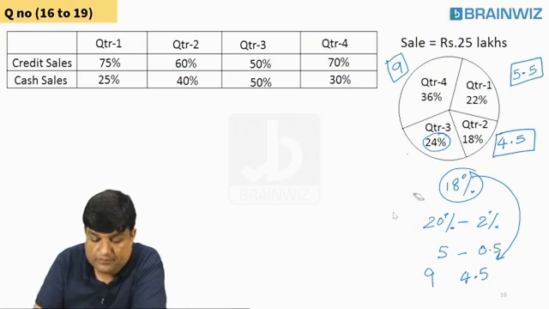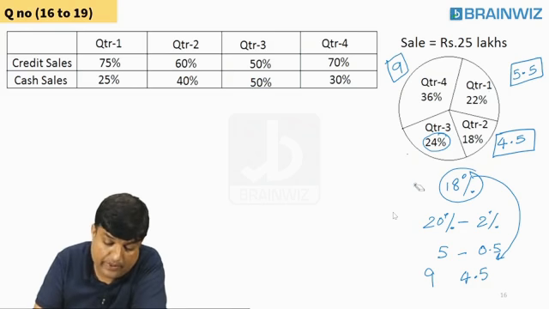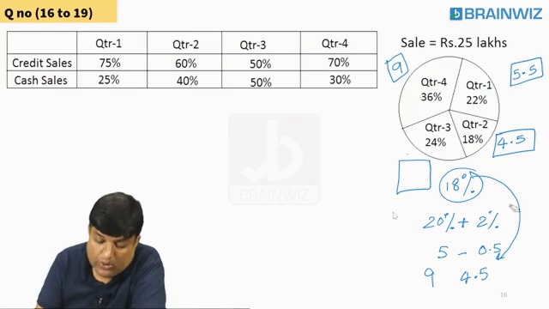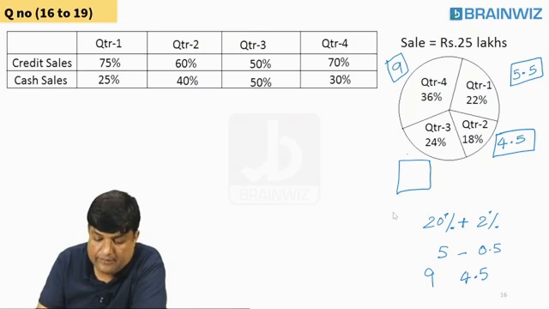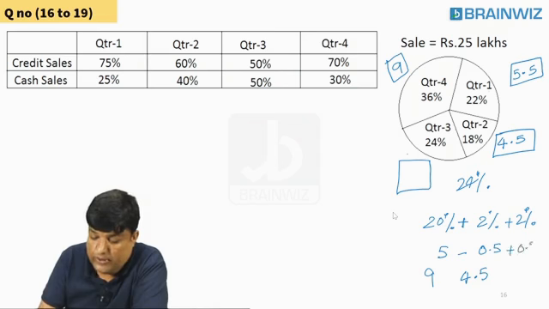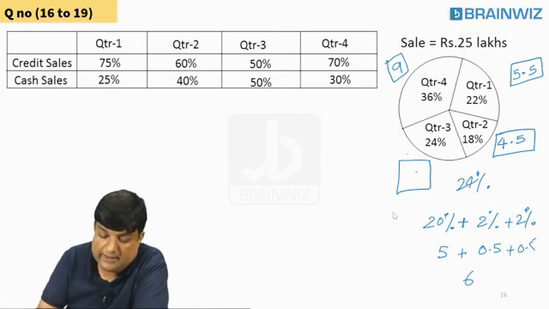24%. Guys, what is 24%? We can get it. 20% plus 2%, you did it, plus another 2%, you add 22%, 24%. That's 0.25, 0.25. What's that, guys? 6 lakhs.